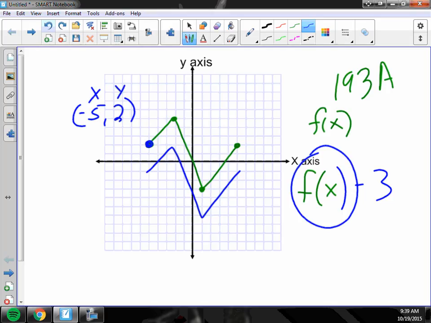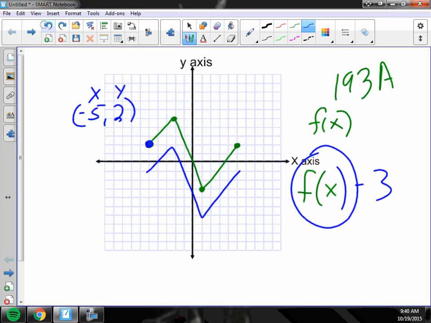F of x minus 3 says subtract 3 from the y values, also known as the f of x values. So that point becomes negative 5, negative 1. Does that make sense? So this point here, negative 2, comma 5, becomes negative 2, comma 2, which is, I didn't draw it very well, but would be right there. Okay? It gets a little bit harder when you start reflecting and you start doing multiplications.